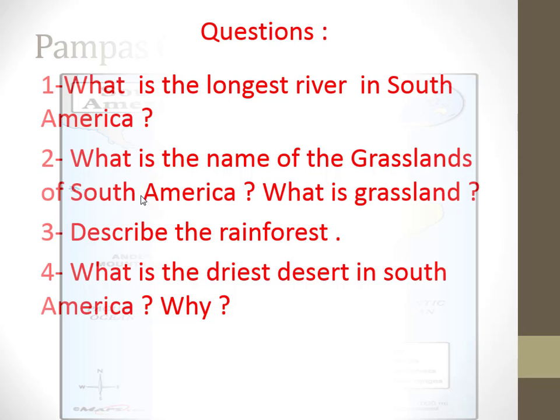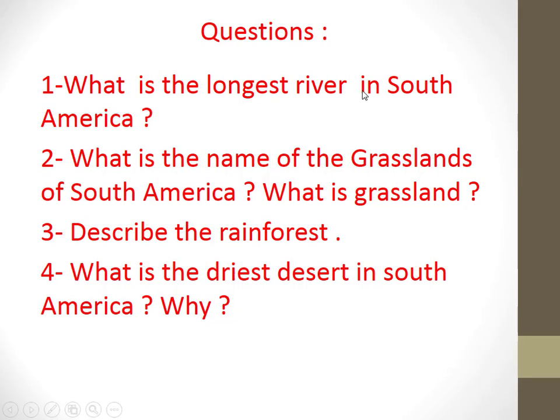Okay. Now I have some questions for you for revision. What's the longest river in South America? Yes, very good. Amazon River. Number 2. What's the name of the grasslands of South America? Pampas Grassland. Remember the map? What is the meaning of grassland? Grassland means a very large area covered with grass where people raise animals. Now describe the rainforest. Rainforest usually is in the tropical area near the equator. It has very tall trees close together, warm climate, rain all the year, unique animals and plants.